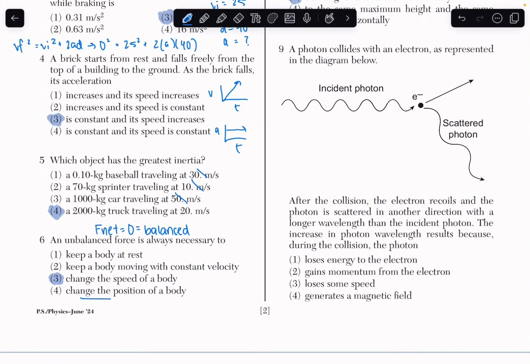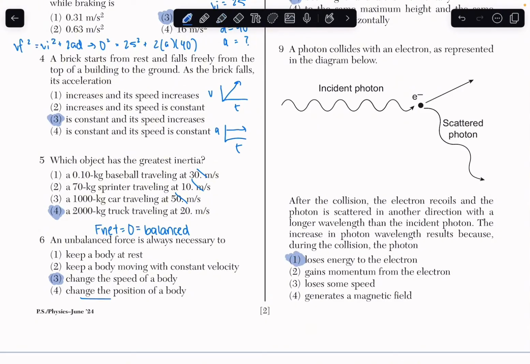Number 9. A photon collides with an electron as represented in the diagram below. After the collision, the electron recoils and the photon is scattered in another direction with a longer wavelength than the incident photon. The increase in photon wavelength results because during the collision, the photon loses energy to the electron.